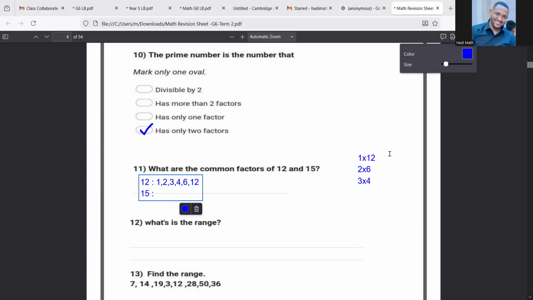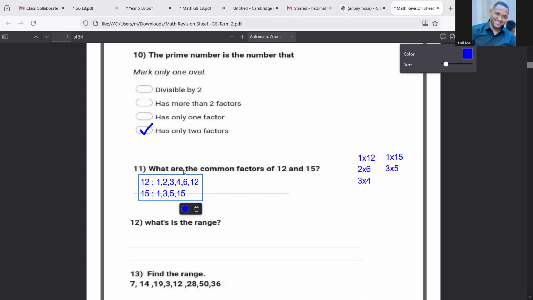Do the 15, the same idea. You start from 1. 1 times 15. 2 times, oh no, we don't have 2. So we forget about the 2. We skip the 2, we got 3. 3 times 5. Then we go to 4. Oh no, we don't have 4. So forget about the 4. We go to 5. Oh no, we already have 5 there. It's repeated, so we stop. Now we say the factors of 15 are 1, 3, 5, and 15.